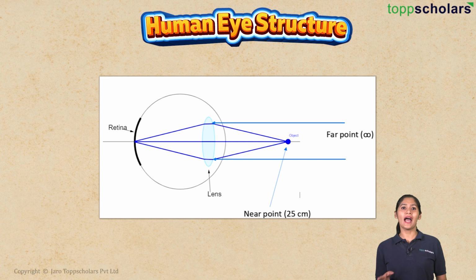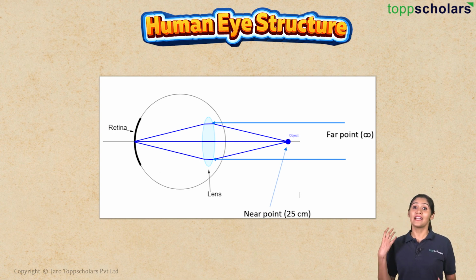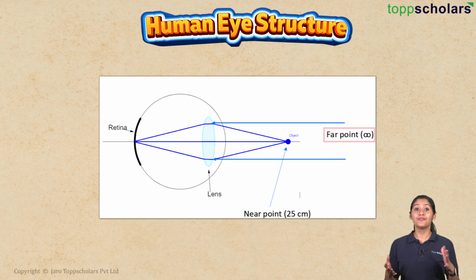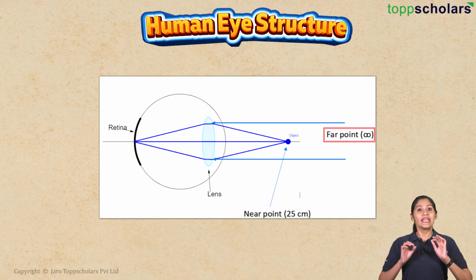Similarly, we also have the farthest distance of an object from the human eye at which it is clearly visible to us without any stress on the eyes. This is called the farthest distance of distinct vision. The position of the object at this distance is called the far point of the eye, which is infinity for a normal human eye.